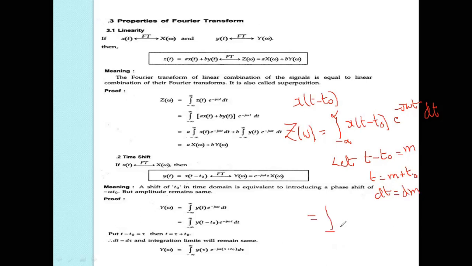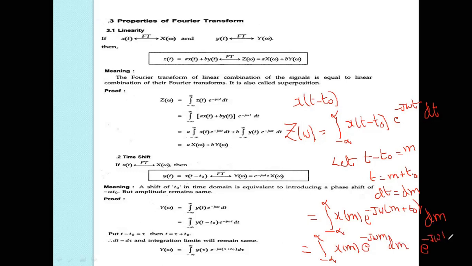That is equal to integral minus infinity to infinity x of m into e power minus j omega into t, as m plus t naught, and dt now becomes dm. You can write the two parts of the exponential as x of m into e power minus j omega m dm, and into e power minus j omega t naught.